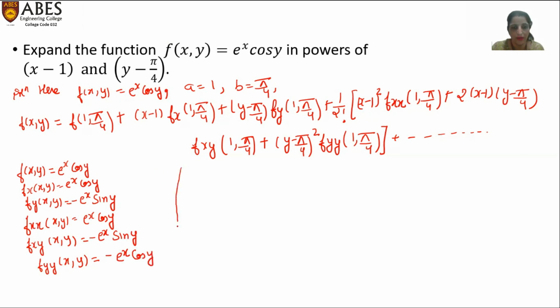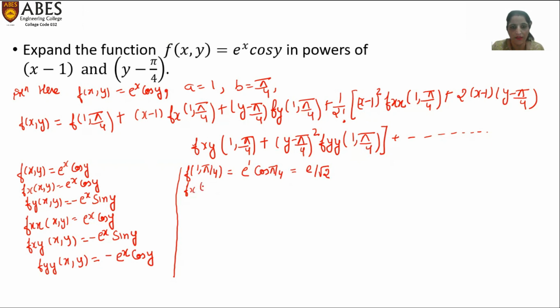Now we are going to evaluate this function at this particular point. Then the function at (1, pi by 4) is e raised to power 1 times cos pi by 4, that is e upon root 2.